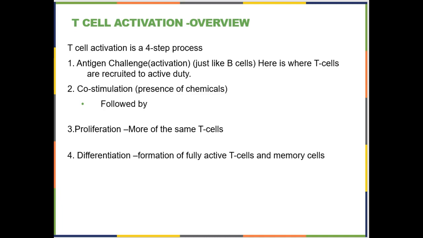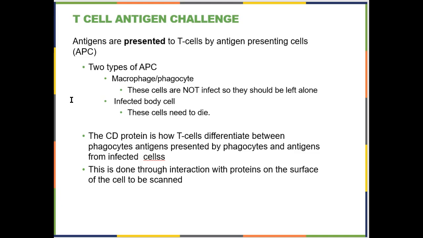Quick break. And now we talk about T cell activation. It is a lot like B cell activation. It starts with antigen challenge and it ends with proliferation and differentiation. There are two major differences. One is the nature of how the T cells first encounter the antigen, and the other is a little extra step that takes place called co-stimulation. We'll talk about that when we get to it.